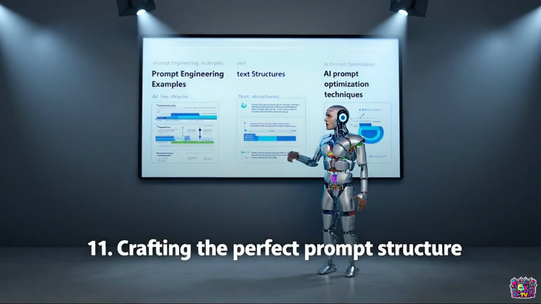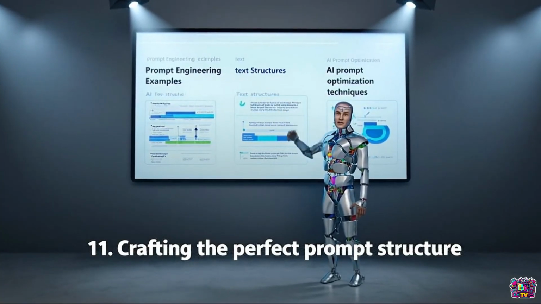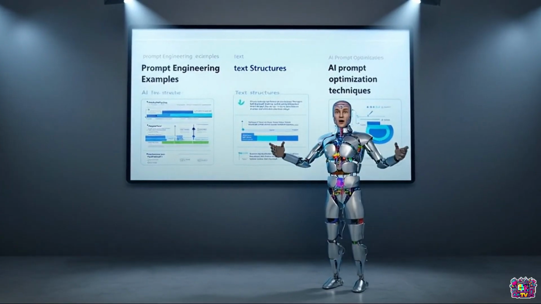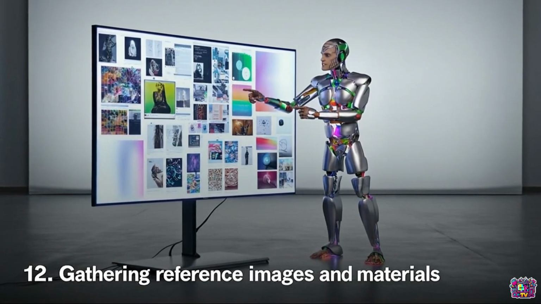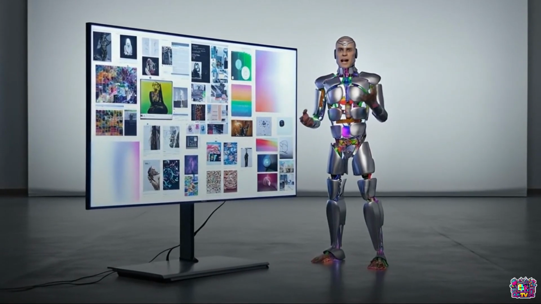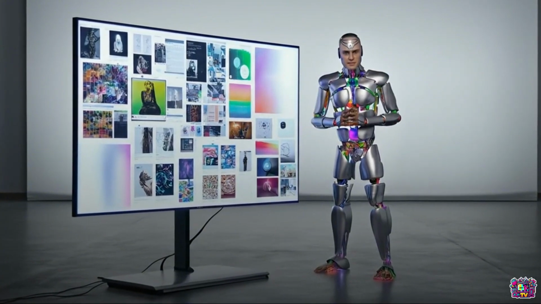In this module, we're crafting the perfect prompt structure. We'll analyze specific engineering examples and text structures to rapidly optimize your AI techniques. Alright, step 1 is gathering references. As you can see on the board, organization is key. We categorize by color and theme rapidly to build a comprehensive visual library fast.